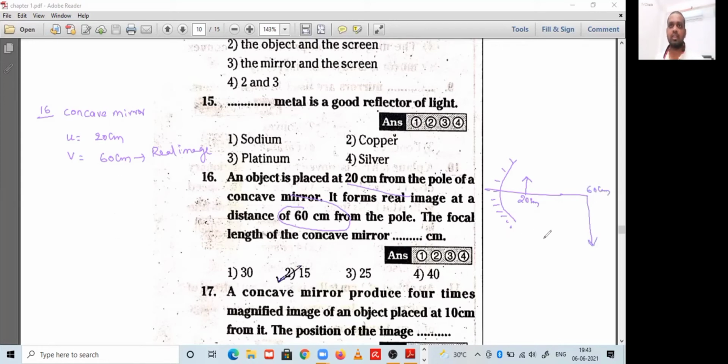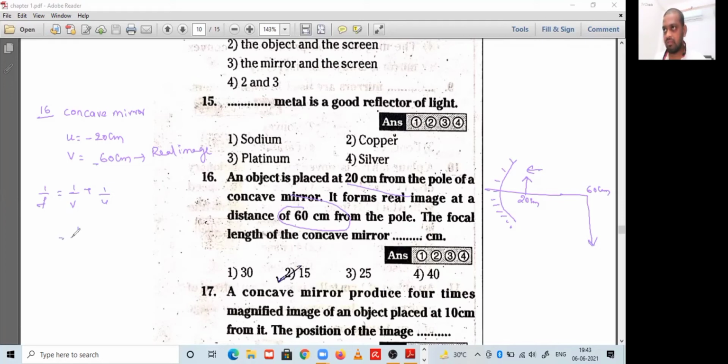And look at here, if you apply the sign conventions, u will be negative and v also negative. Why? Because both lie outside the mirror. From the formula 1 by f is equal to 1 by v plus 1 by u, the mirror formula, apply the formula, you will get the answer.